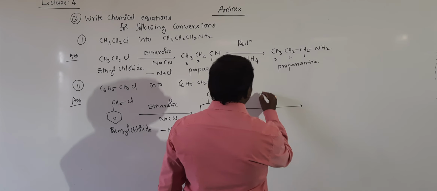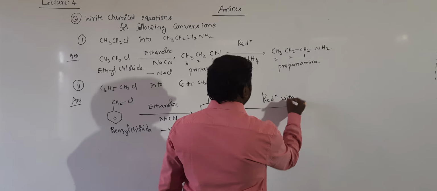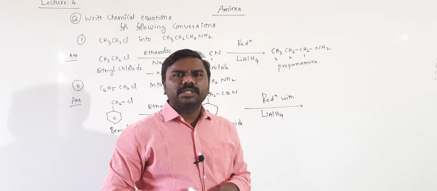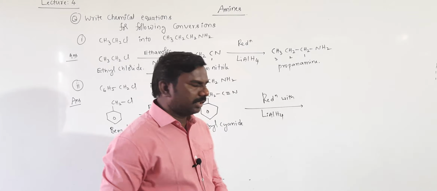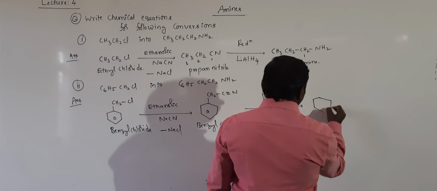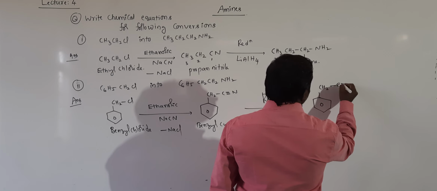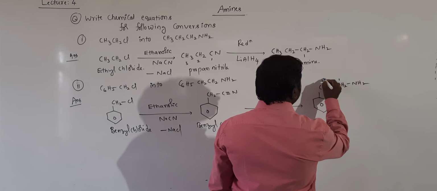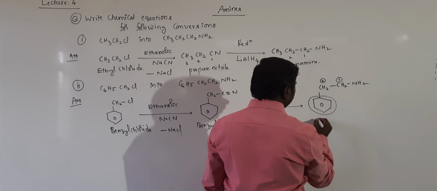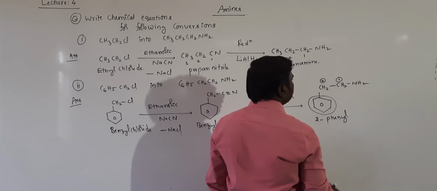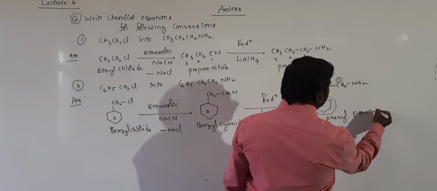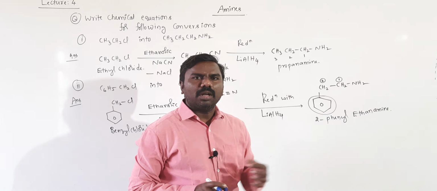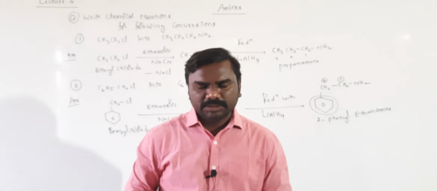This on reduction with LiAlH4, otherwise catalytic hydrogenation, which means addition of hydrogen in presence of catalyst, gives rise to benzene ring CH2CH2NH2. The second position is the phenyl group, 2-phenyl, eth 2 carbons, ane single bonds, amine. 2-phenylethanamine will be formed with 1 carbon atom extra. Getting? Yes. Next.